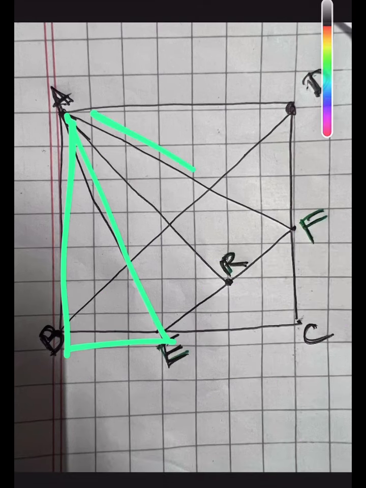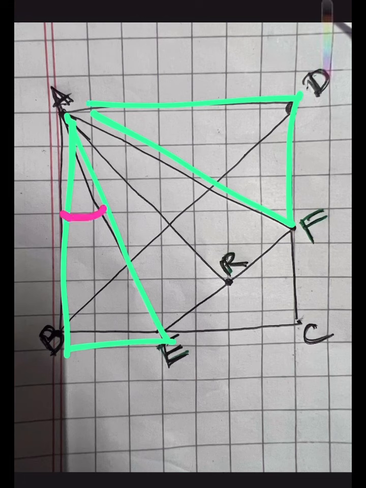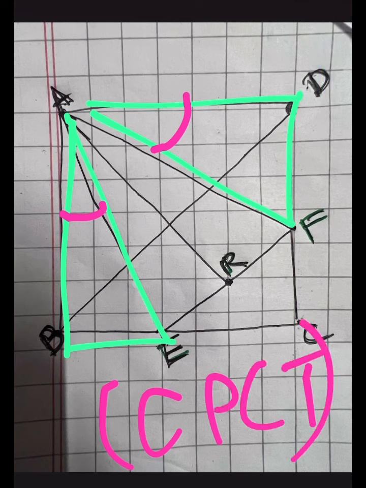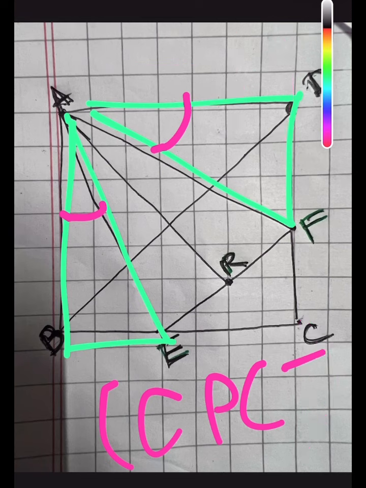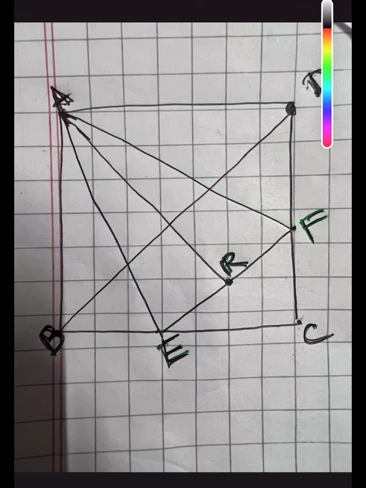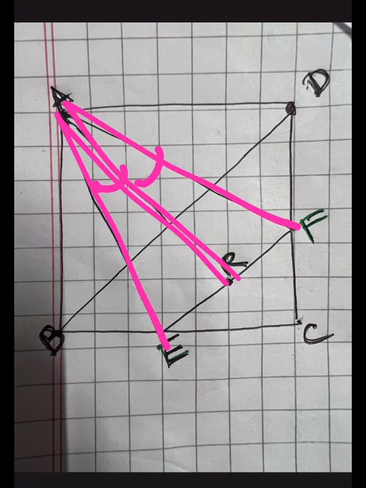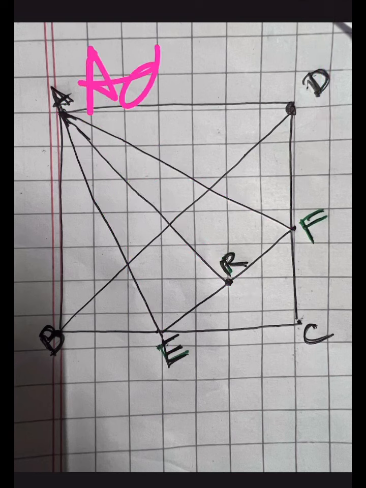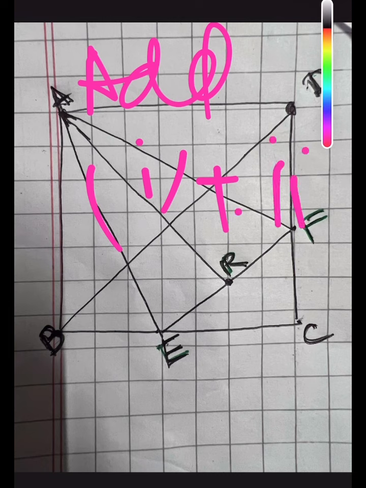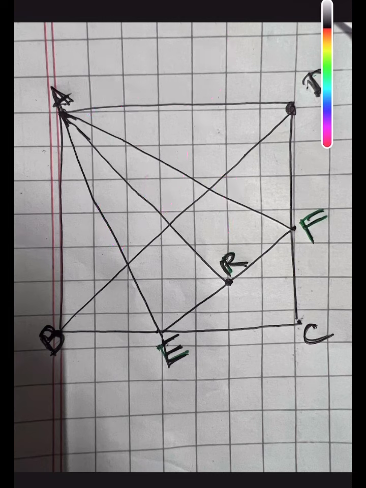Since this triangle is congruent to this triangle, therefore this angle will be equal to this angle, angle BAE equal to angle DAF. Don't forget to write CPCT and mark it as equation 1. Do this right now. After that, we have already proved this angle is equal to this angle. EAR equal to FAR. Mark it as equation 2. Now you just need to add equation 1 and 2. Add 1 and 2. So when you add 1 and 2, what are you going to get?